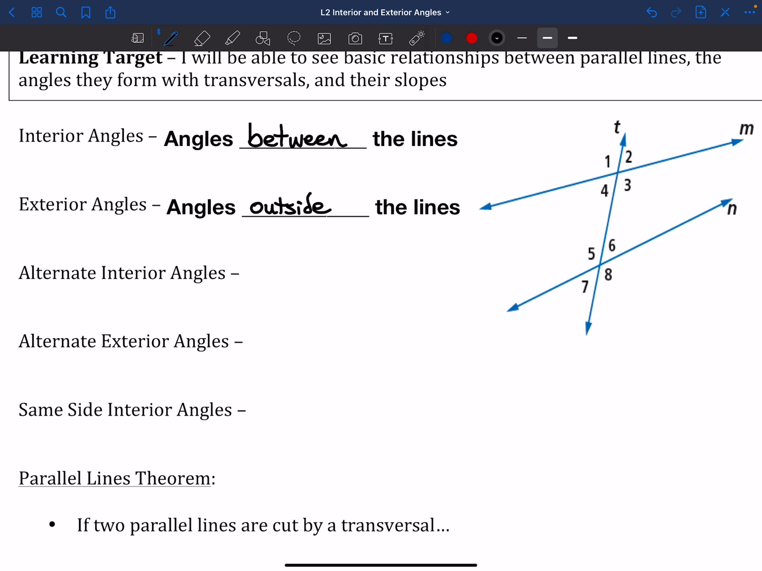So that line T is splitting us into two halves. If I'm looking at alternate interior angles, angles 3 and 5 would be alternate interior, because they are on the inside and they are on opposite sides of that transversal. I could also be talking about angles 4 and 6. Those are also both interior and on alternate sides. So alternate interior angles would be those ones in red and blue.